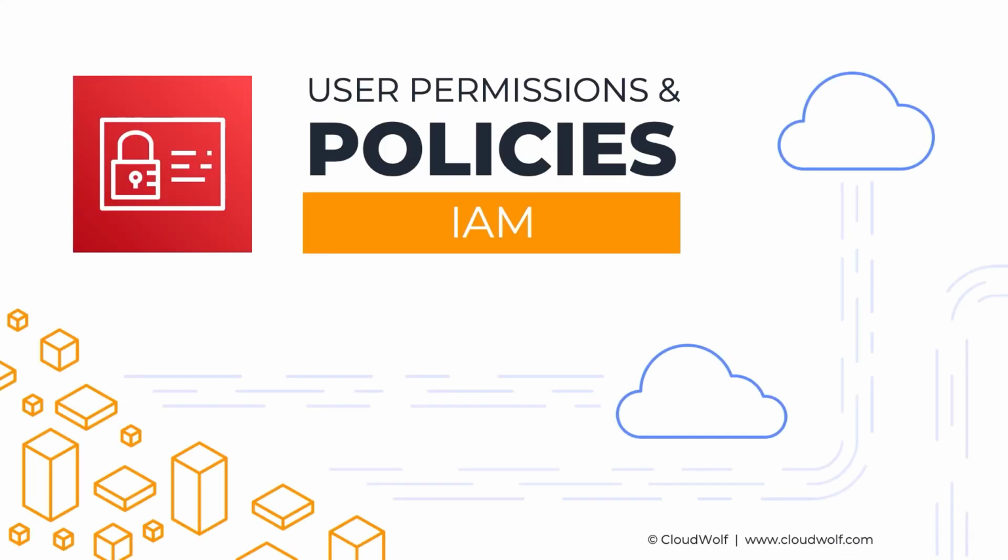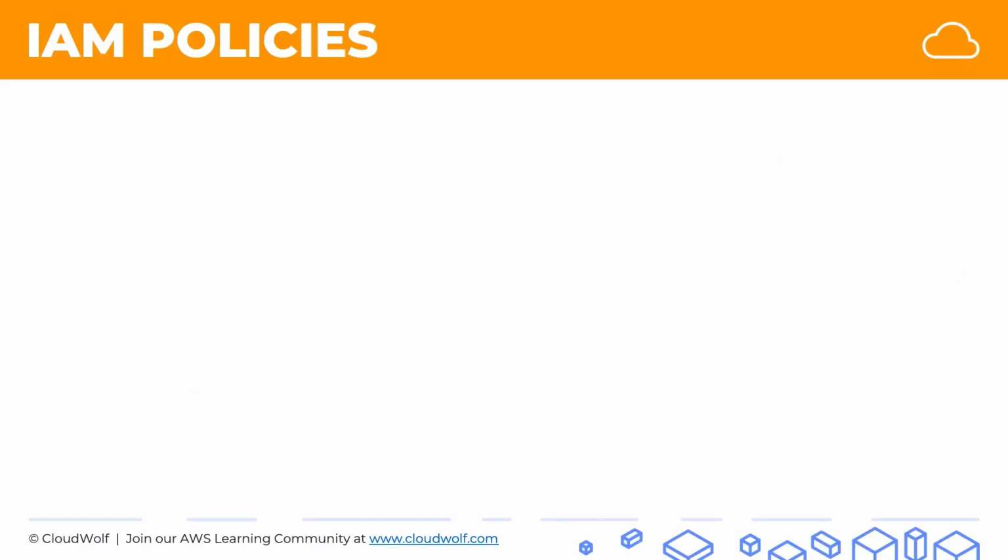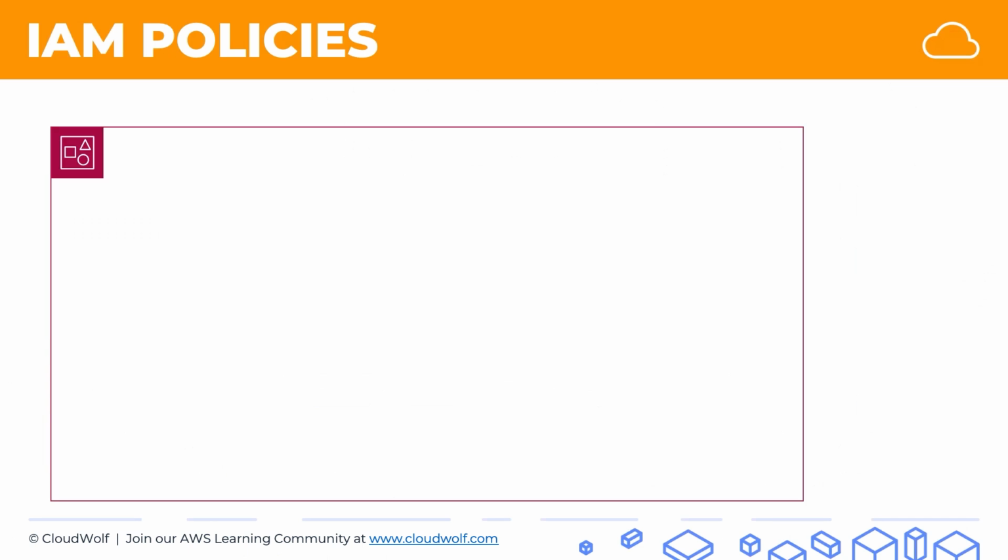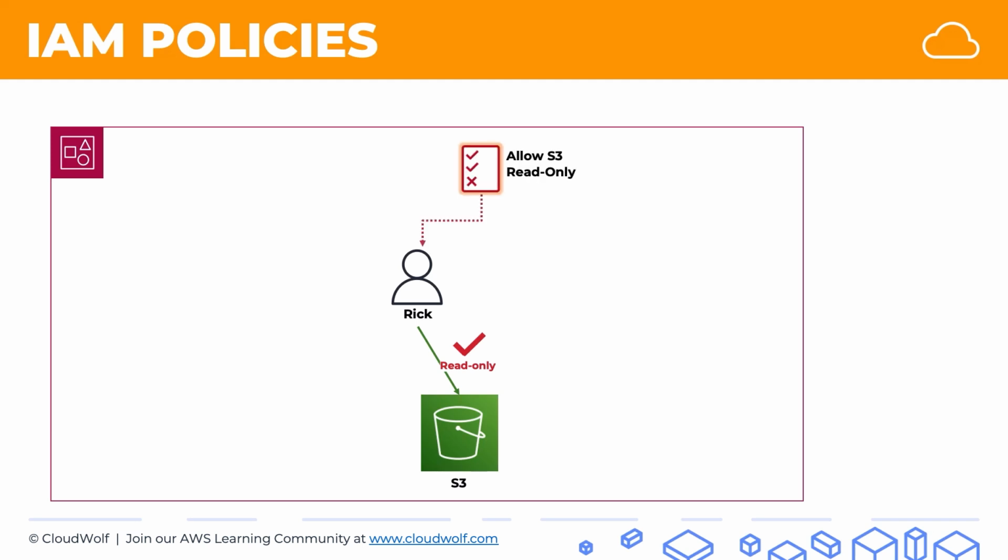Hello and welcome back. Today we've got a very exciting tutorial: user permissions and policies in IAM, or Identity Access Management. Let's have a look. So here is our AWS account, and let's say we have a user named Rick who needs read-only access to S3, or the simple storage service. Now what we can do is we can go and look through the available policies that are managed by AWS, and we'll find one which allows S3 read-only access, and all we need to do from there is attach that policy to Rick's profile, and Rick will have that read-only access.